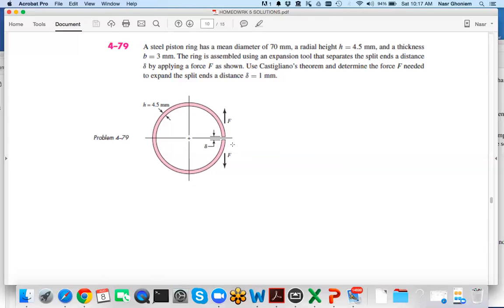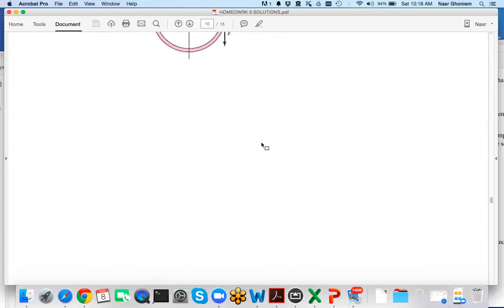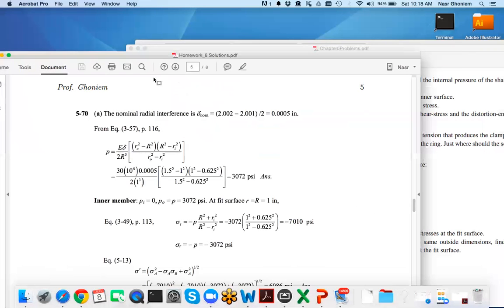I will leave this for you to think about a little bit. If you have a closed ring with a force on the top and the bottom, can you compute the deflection on the top? Can you compute it on the side? This is just a little elaboration on the ring problem I just covered. Okay, so these are comments on Castigliano.